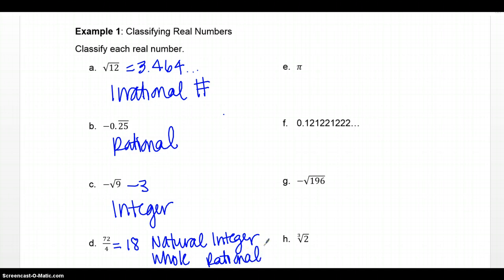Okay, go ahead and try E, F, G, and H on your own. Okay, and pause it, and I'm going to write out the answers so you don't have to watch me write words, and you can check your work. All right, press play, or press pause.